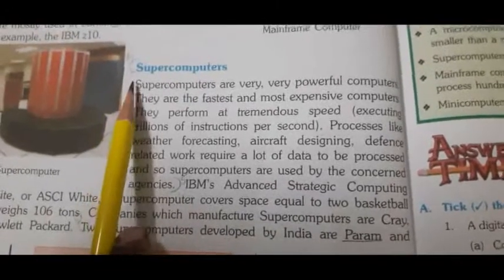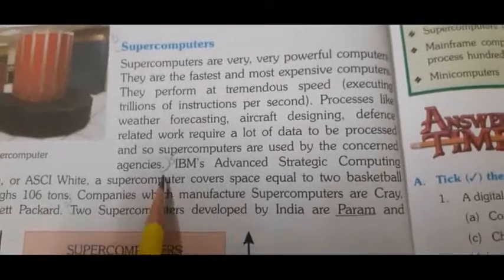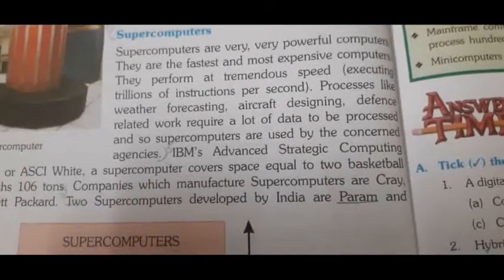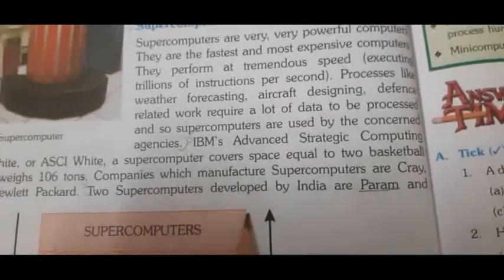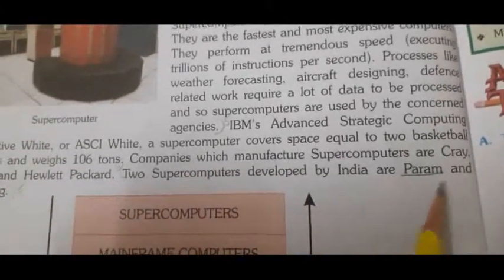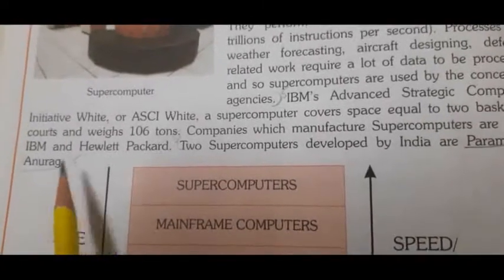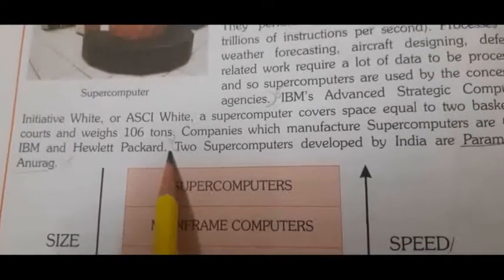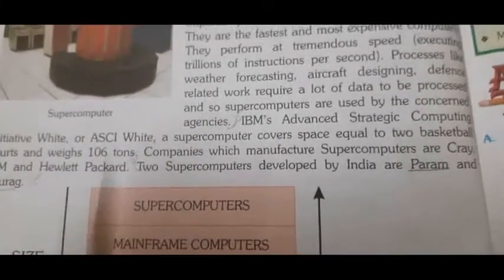From supercomputers onwards, agencies. Here it is not finished. Again you should write here: 2 supercomputers developed by India are Param and Anurag. This point also you should write. Here also it is not finished. Fifth question answer.